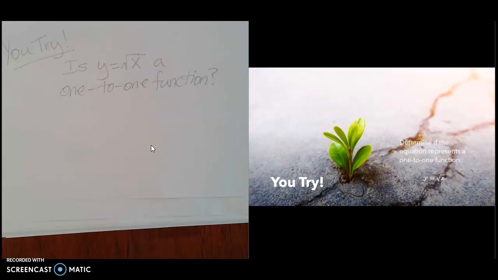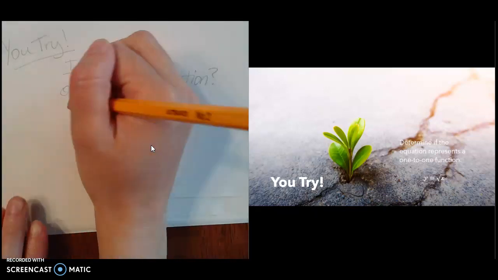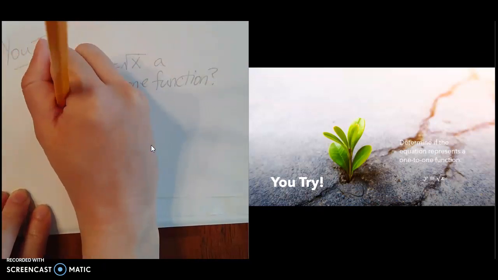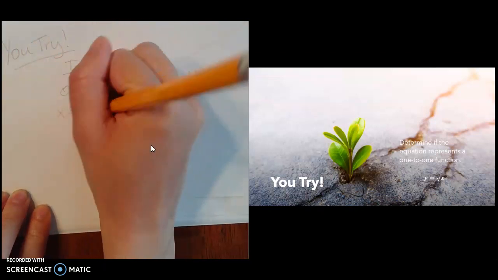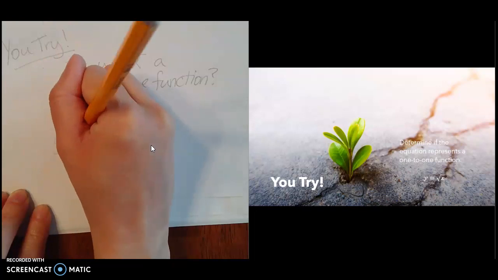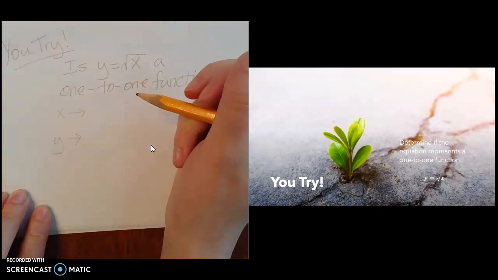You all just finished a U-Try where I asked you to determine if an equation represents a one-to-one function, and the equation I gave you was y equals the square root of x. So algebraically, what you're thinking is, does each x just go to one y? Does each y just go to one x? So let's think through that.